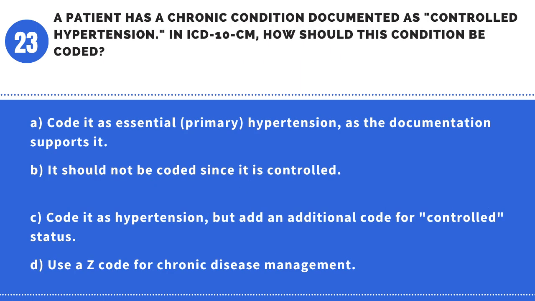Question 23. A patient has a chronic condition documented as controlled hypertension. In ICD-10-CM, how should this condition be coded? A. Coded as essential, primary, hypertension as the documentation supports it. B. It should not be coded since it is controlled. C. Coded as hypertension but add an additional code for controlled status. D. Use a Z code for chronic disease management.